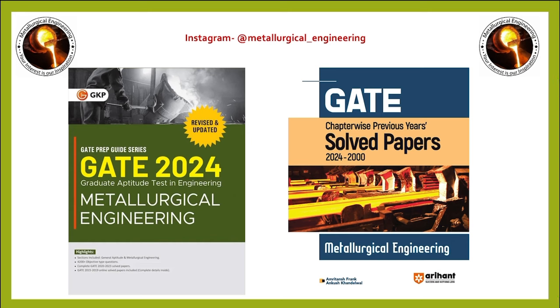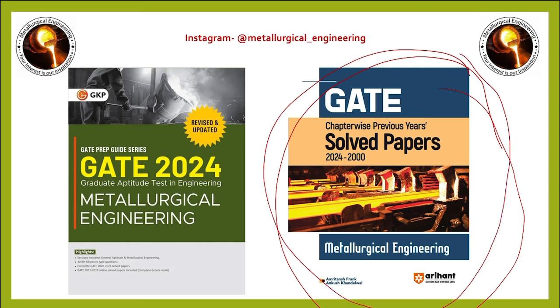Now comes another aspect, like where we can get the previous year question papers. There are various books nowadays coming for metallurgical engineering. I would suggest you buy the Arihant publication. You cannot get detailed solutions, but this book costs around 140 or 160 rupees, and it is good. They have the answer key and these kinds of things.